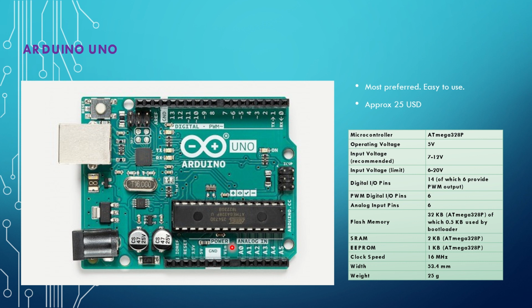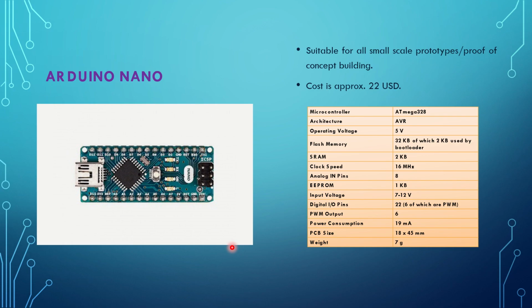And we have got SRAM, which is nothing but the static RAM, as 2 KB. We've got electrically erasable programmable read-only memory, EEPROM, 1 KB, and the clock speed is pretty appreciable at 16 MHz. The weight is very limited, just 25 grams. This is most preferred out of all, and you could see many applications being run with that. The only disadvantage, as I quoted, is it does not have onboard Wi-Fi or Bluetooth support.